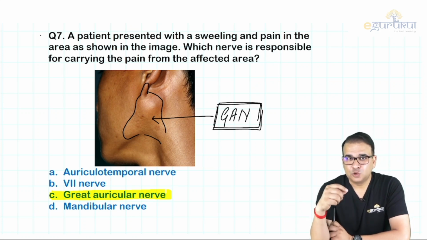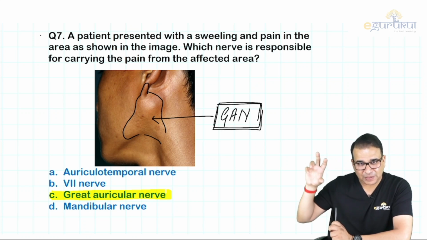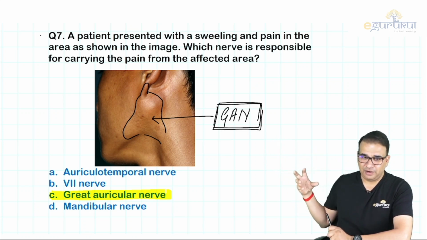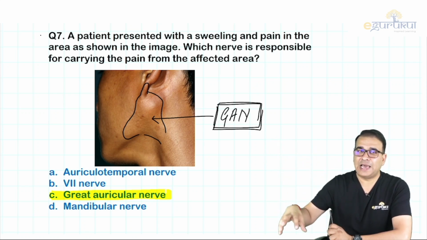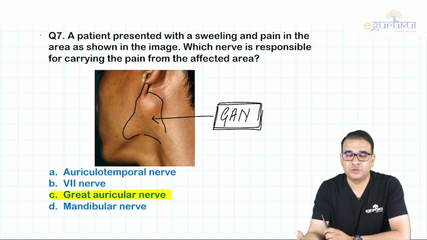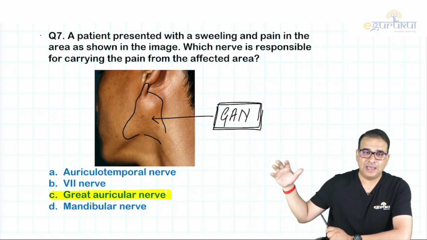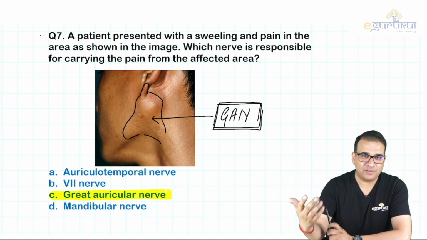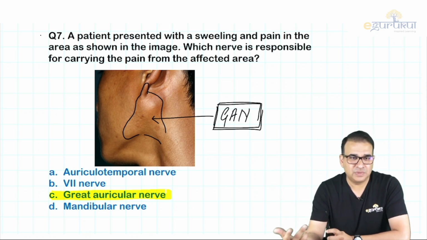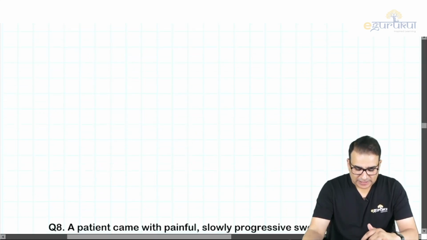Great auricular nerve. So basically the examiner is picking up the great auricular nerve and introducing it into different clinical scenarios and asking this question over and over again. So it's our responsibility to know this nerve in and out, so the next time they ask me anything related to this nerve, there should not be any confusion. Okay guys, moving on to the next one.